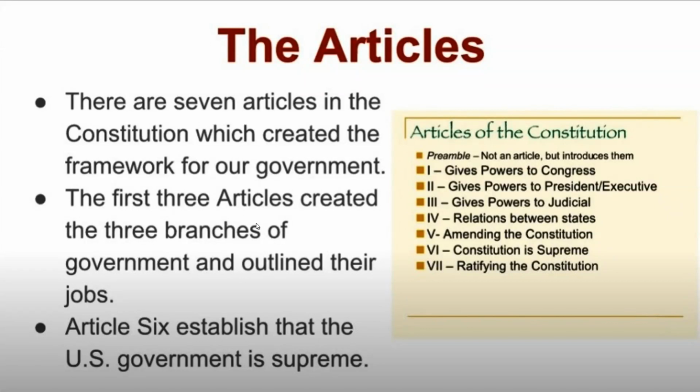The second part of the Constitution is known as the Articles, and this is really the body and the framework of the Constitution itself. The Articles of the Constitution. Now, the first three articles are what created our government. They created the Congress, the presidency, and the judiciary. So the three branches of government. Articles 1, 2, and 3. Within those articles, they outline the jobs and responsibilities of each branch.